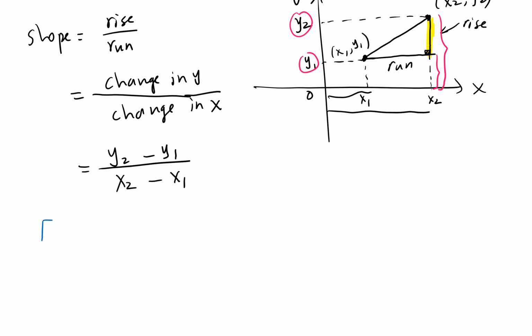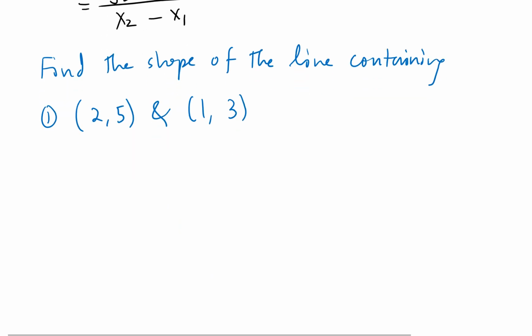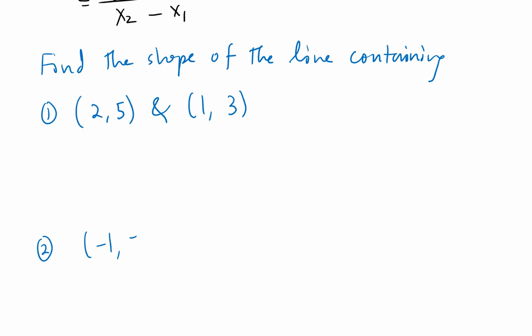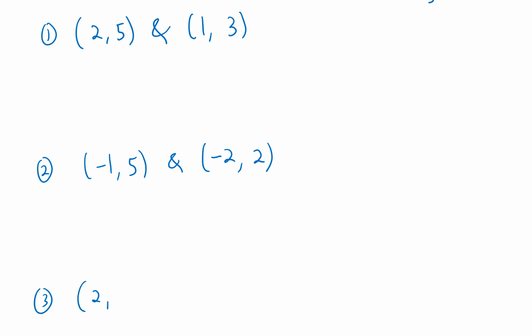To apply it, let's look at an example. So we might be asked to find the slope of the line containing, let's take the first set of points, (2, 5) and (1, 3). Then we can look at another example, (-1, 5) and (-2, 2). Then (2, 7) and (3, 7).